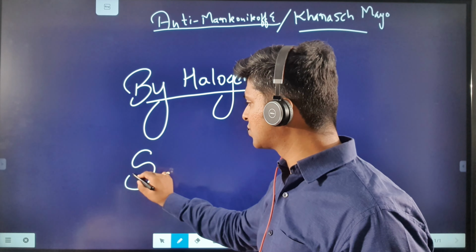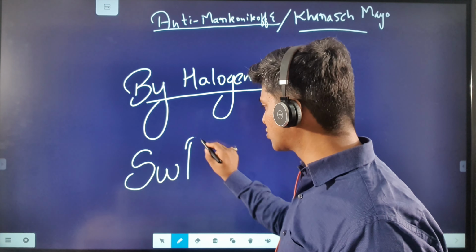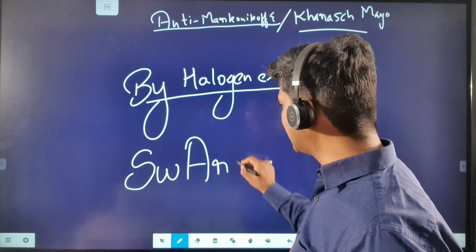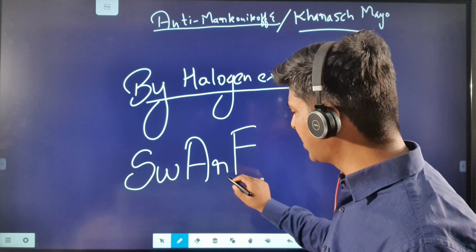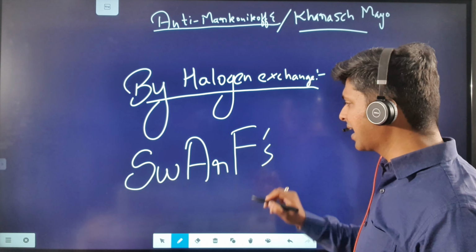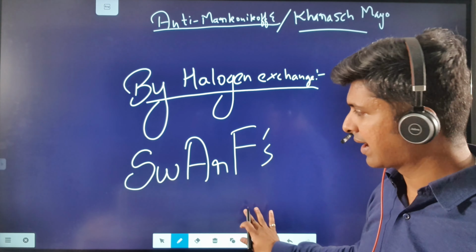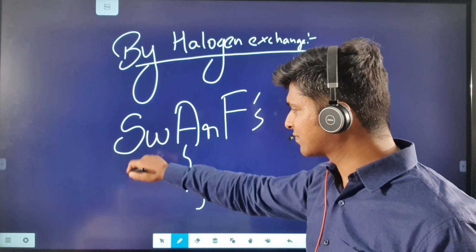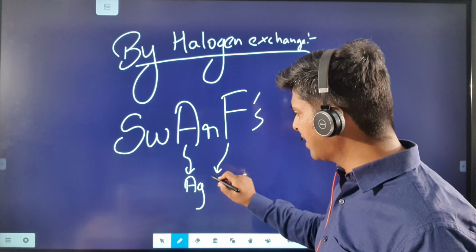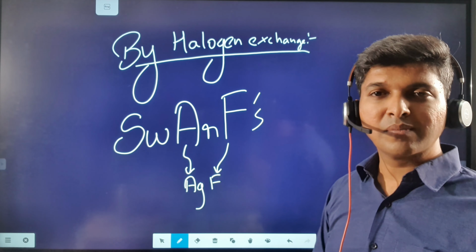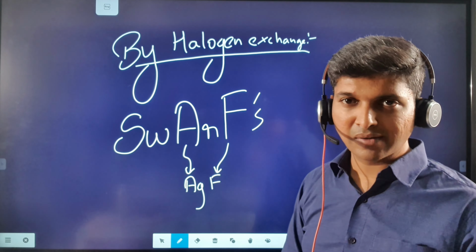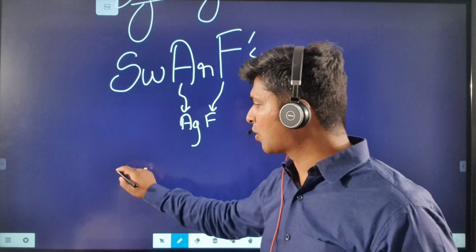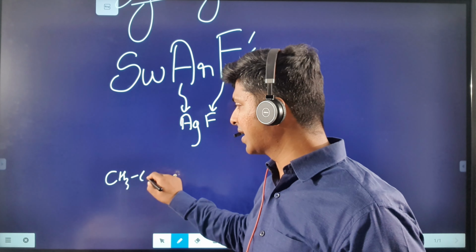Now the first reaction we are taking is the Swartz reaction. I've just changed the spelling a little. Instead of SWARTS, I'm using SWARFS. Why? Because we need to remember something. You can remember S for silver, or A for Ag, and F for fluoride. So in this reaction you have to use a reactant called silver fluoride. Here you can use any haloalkane.